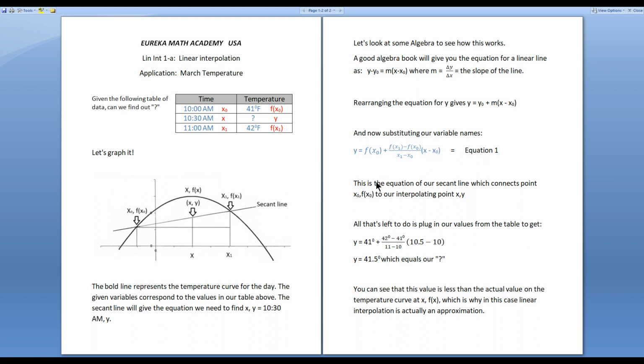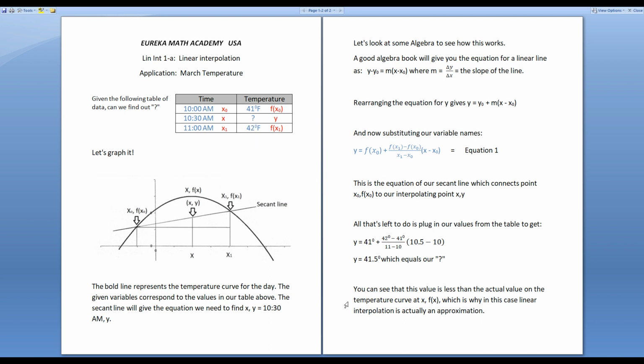This is the equation of what we call our secant line, the line connecting the 2 points in the table above and interpolating the value that we want to find out. Now all that's left to do is to plug in our values from the table to get this equation, and then when we solve that with a calculator, it's easier. We come up with y equals 41.5 degrees. This equals our question mark, 41.5 degrees, and that's the temperature.